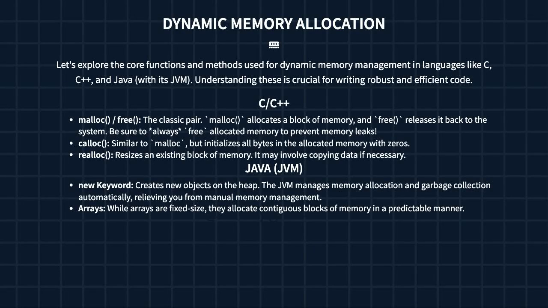Okay, let's talk about where we get our memory from when we need it during runtime. That's dynamic allocation. In C and C++, you primarily use malloc and free. Remember to always free what you allocate. Calloc is similar but initializes the memory with zeros. And then there's realloc, which lets you change the size of previously allocated blocks.